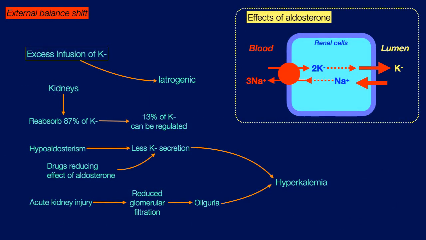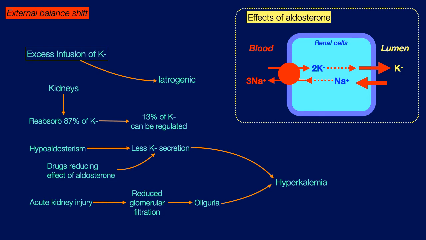All right. External potassium balance shift has to do with potassium intake and excretion. Taking in too much potassium can lead to hyperkalemia, and this typically happens with a rapid, excessive infusion of potassium into the bloodstream, like in patients receiving intravenous fluids, and this would be considered iatrogenic, which means that it is the result due to a medical procedure or a medical error.